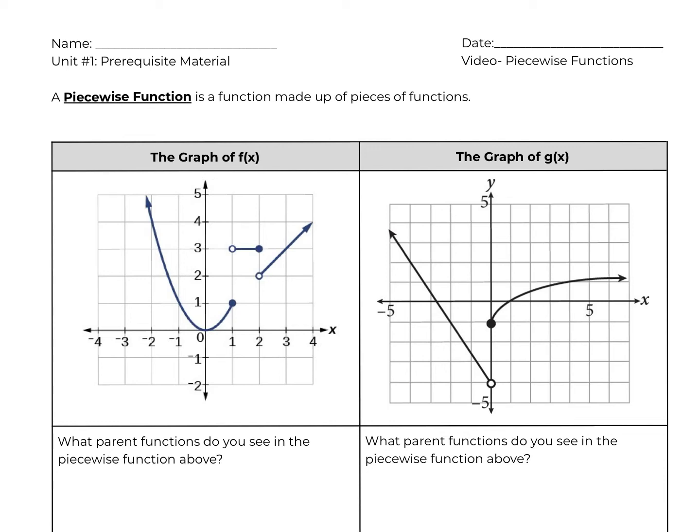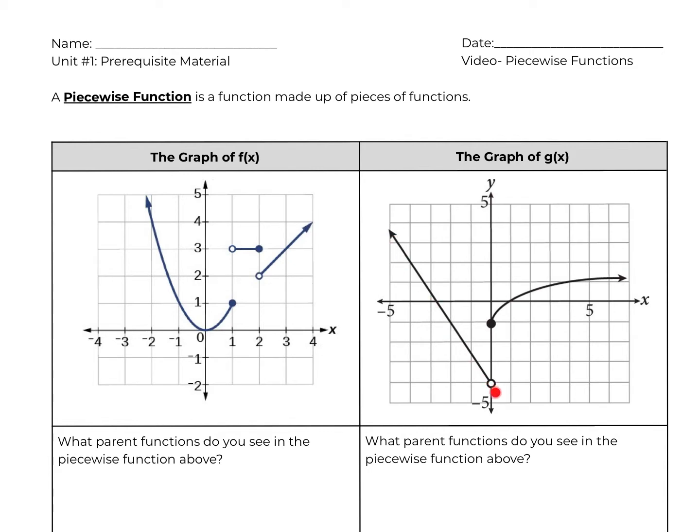Hi everyone. In today's lesson, we're going to review piecewise functions. So if you remember from Algebra 2 or Pre-Calc, a piecewise function is a function made up of pieces of functions. So if you take a look at this as a graph of f of x and this is the graph of g of x, you can see from learning your parent functions yesterday that this is part of a quadratic. And these two pieces are pieces of lines.